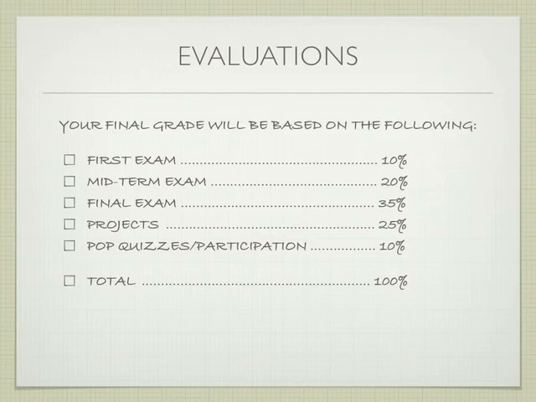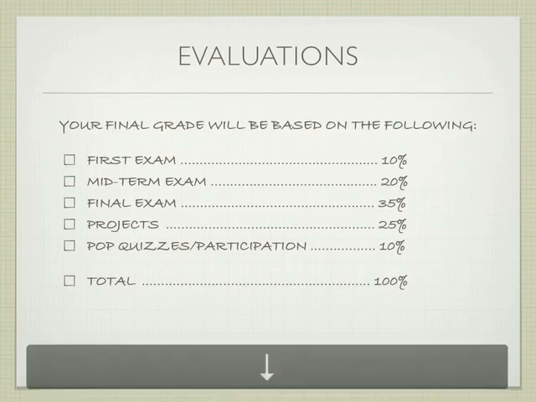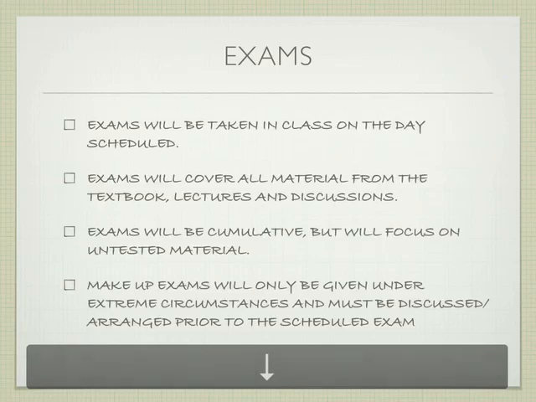We move on. We have a midterm exam. That's worth 20% of your grade, so notice it's going up. We get to the final exam. It's worth 35% of your grade, right? So we're ticking up. Throughout the semester, I will also have projects, which we'll talk about in a second. Those are worth 25% of your grade. And then we have some pop quizzes and miscellaneous stuff along the way, as well as participation and that sort of thing. That's 10%.